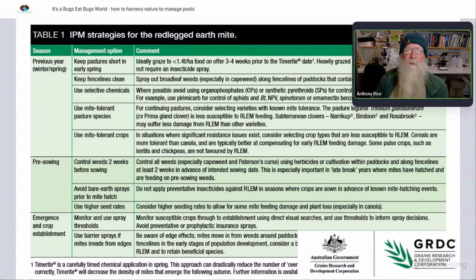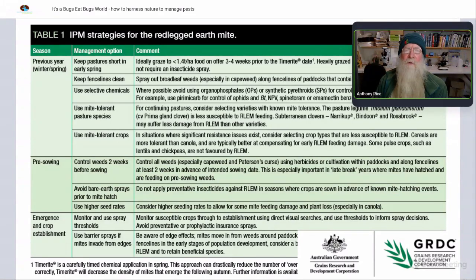If, however, you decide that you would rather not use an insecticide, this is a table produced by the GRDC, Grains Research and Development Corporation from the Australian government. You can see here IPM strategies for red-legged earth mite. So from the previous year, I was talking about pastures around winter, spring. They're saying keep your pastures short in very early spring, ideally graze down to 1.4 tonnes per hectare, usually 3 to 4 weeks prior to the application of your Time Right. Heavily grazed paddocks will not require an insecticide spray. So this is a key element to the cycle.